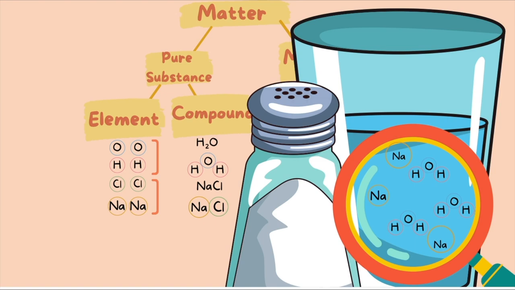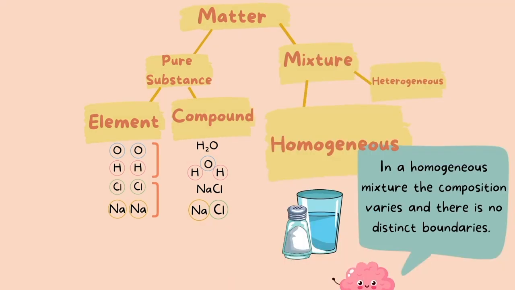Remember, what makes this a mixture is that we have two pure substances. In this case, salt is an element, which is a pure substance, and water is a compound, which is also a pure substance. Two pure substances combined together makes this a mixture. And what makes it homogeneous is the appearance of the substance is uniform.